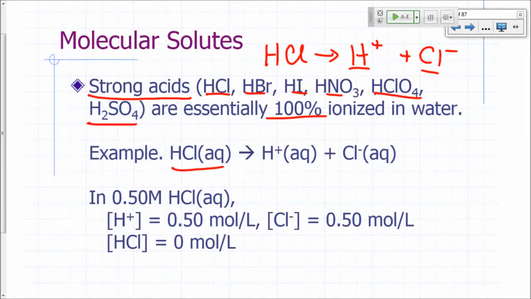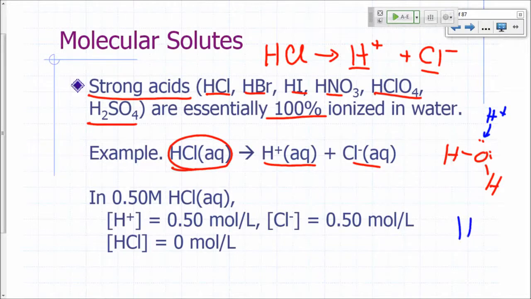So if you have HCl, you're not going to get any HCl molecules in water. If you put an HCl molecule in water, it's going to split up right away into H plus and chloride. What actually happens is your H plus is going to attach itself to a water molecule. So if you have an H plus from the HCl, that would give you what's called a hydronium ion. But that's generally just written as H plus aqueous.